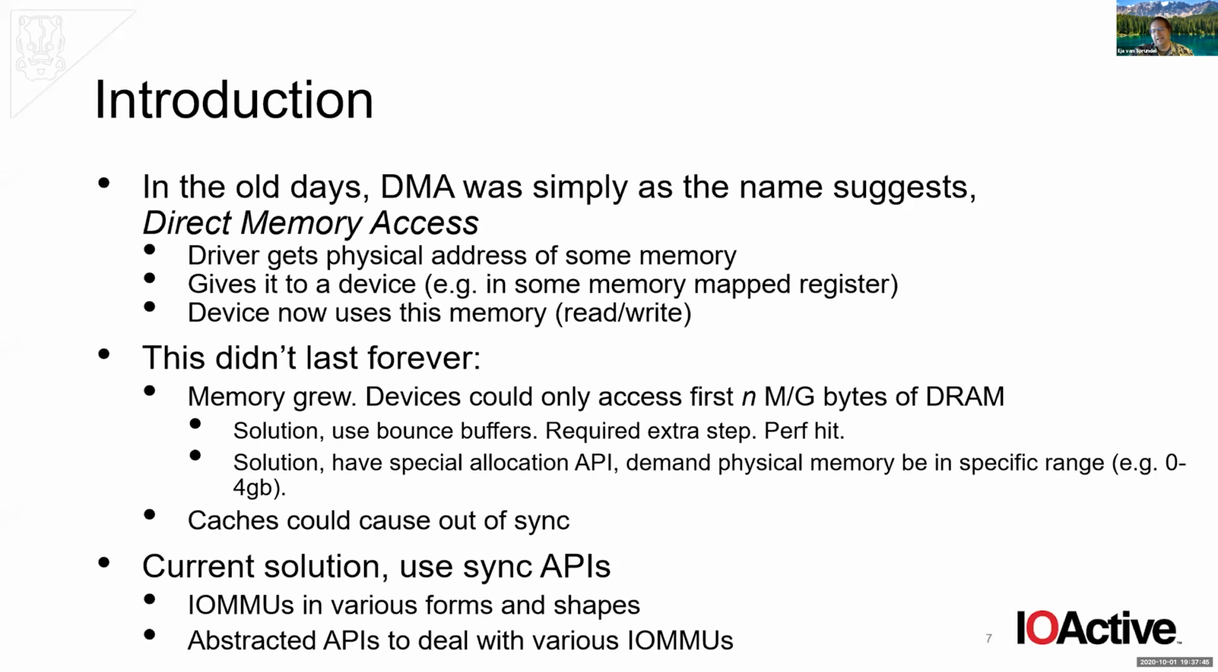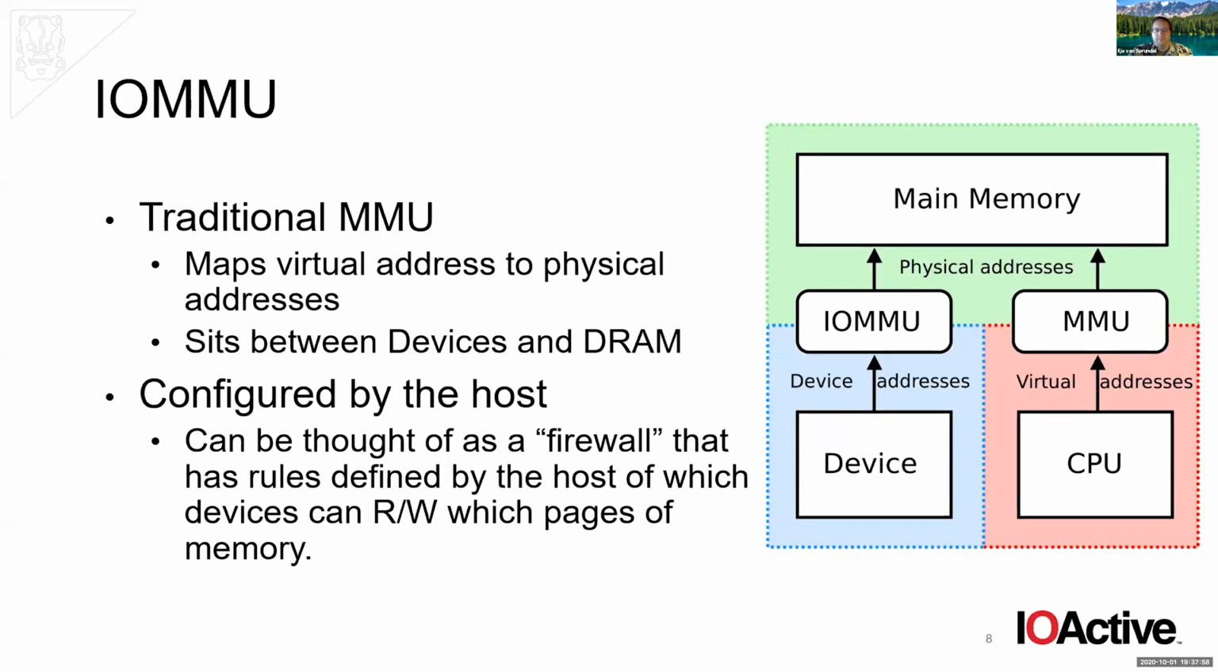So that's more or less, at a high level, in a nutshell, the timeline. And you'll see IOMMUs in various forms and shapes, and lots of abstracted APIs around it. Okay, but an IOMMU could do more than just remapping, right?